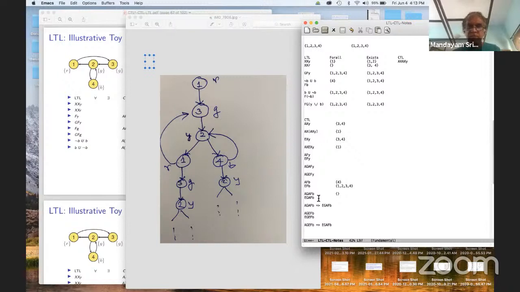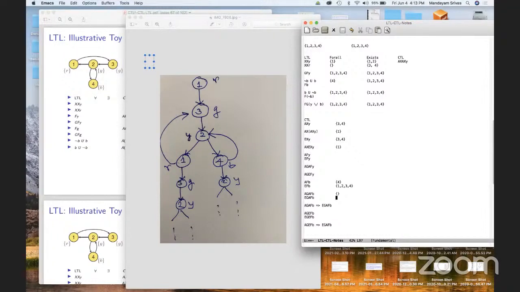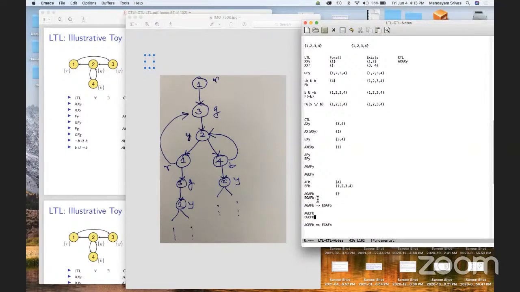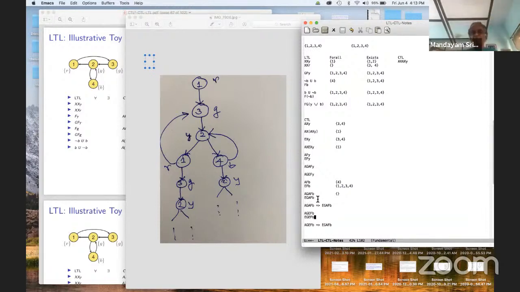So now this one. This will also be empty, right? No, I want you to do this: EG of EF of B. Okay, so that's fine, anybody can answer that. EG of AF of B.